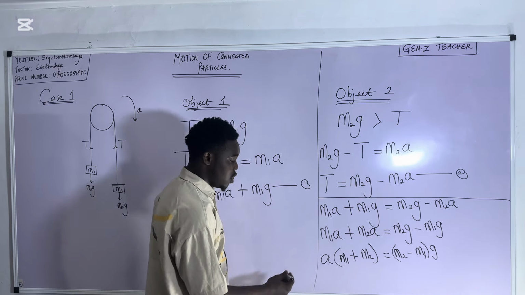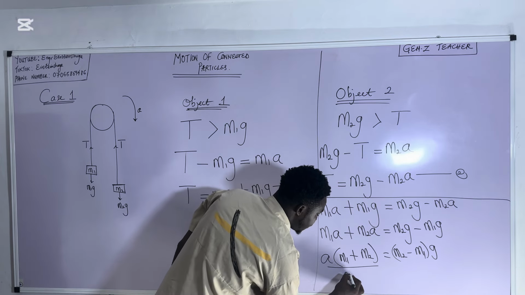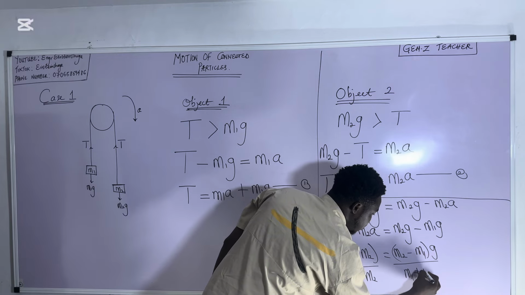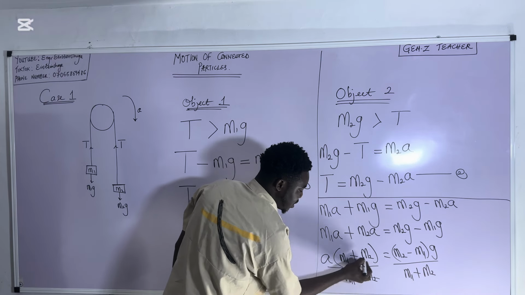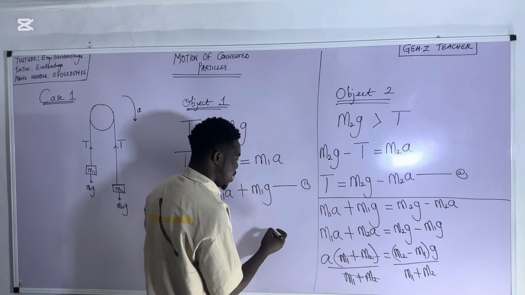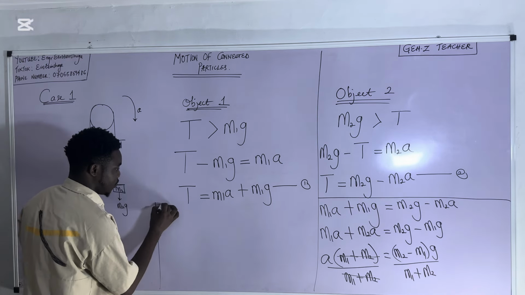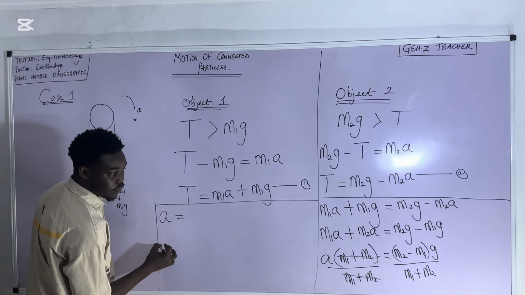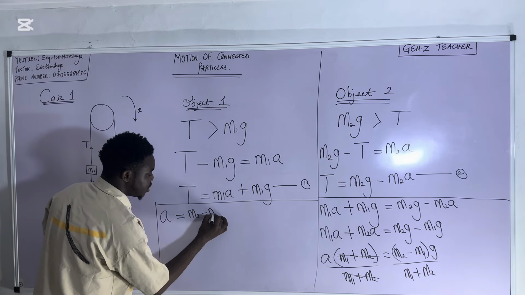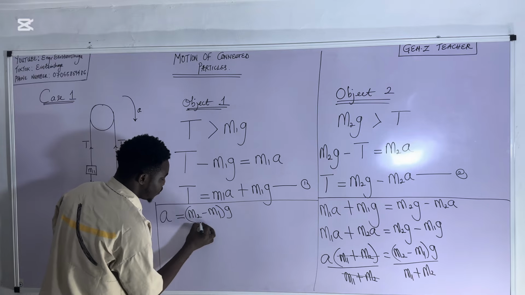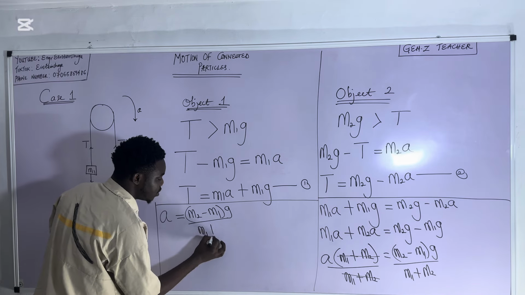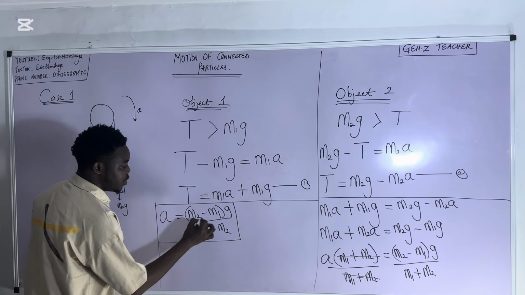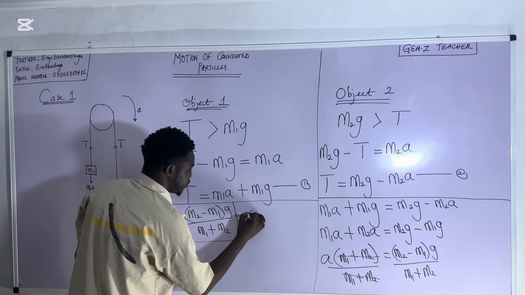Remember, we need a. We're dividing both sides by m1 plus m2, same as here, m1 plus m2. So this can take out this, right? We then say a becomes equal to m2 minus m1 all times g divided by m1 plus m2. This becomes the formula for the acceleration in case 1.